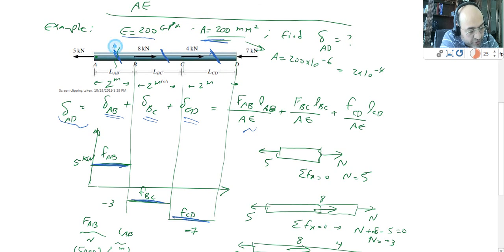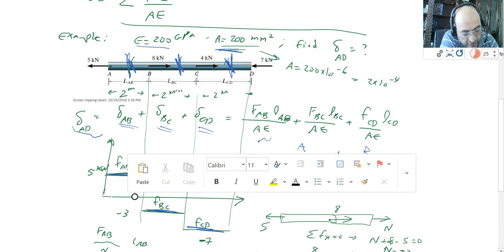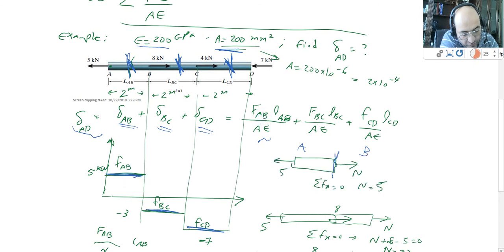So I have 3 cuts, one cut here, and one cut at the end. The first cut is going to be the cut for AB. That was A. The B was somewhere here, right? And then we cut it from here. If you cut it, you get a normal force down here. And if you do the sum of forces in x, and we have only a force of 5, I'm going to get N is equal to 5.